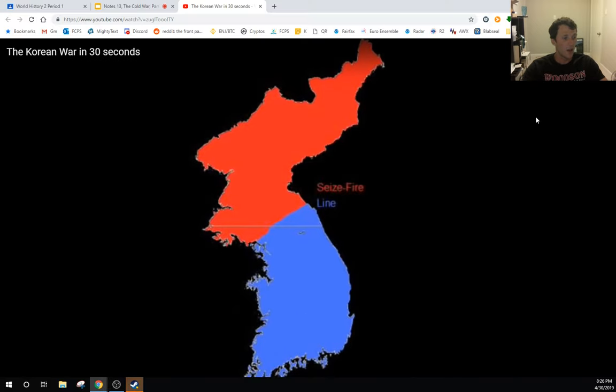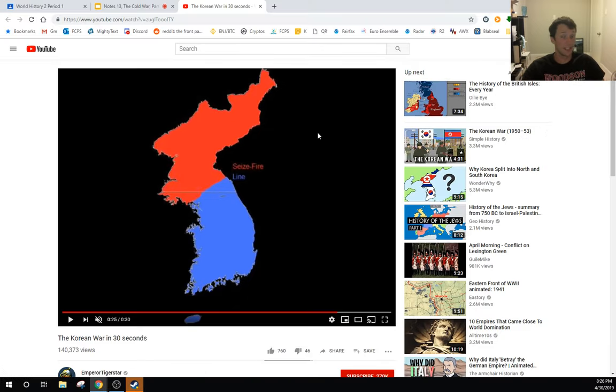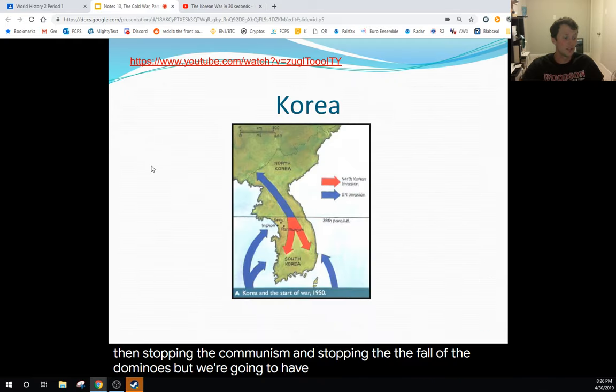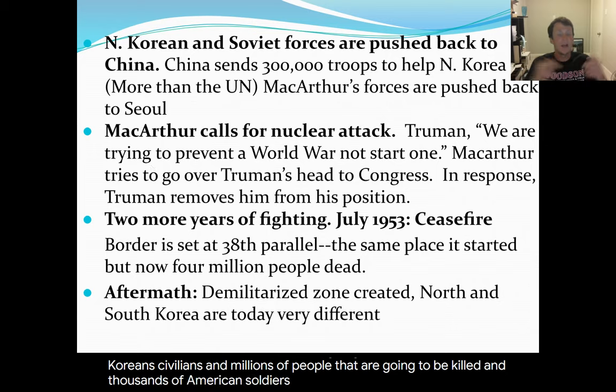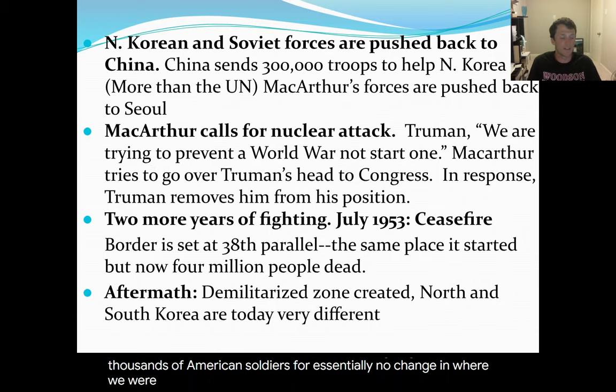So it's a whole waste on some level, because yes, I suppose containment was effective in stopping communism and stopping the fall of the dominoes, but we're going to have millions of Korean civilians and millions of people that are going to be killed, and thousands of American soldiers, for essentially no change in where we were, right? So it's this waste on some level, if you ask me.